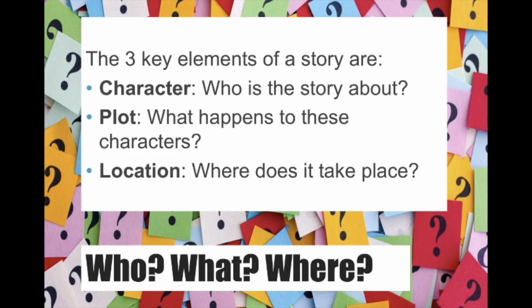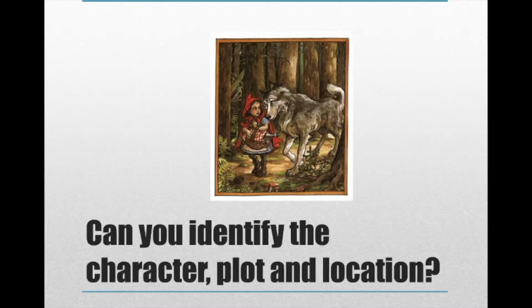We're going to look at three stories now. I'm going to give you time to decide what you think the who, what, and where is. And then I'll tell you what I think, okay? So let's test if you know the answers. So, looking at Red Riding Hood. Do you know what the character, plot, and location is? I'll give you 20 seconds to try and decide. If you want, you can pause the video and write these down if you've got some paper in front of you.